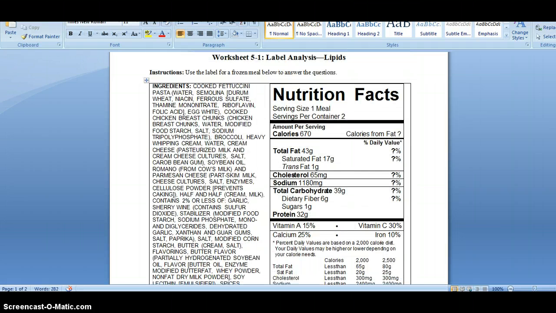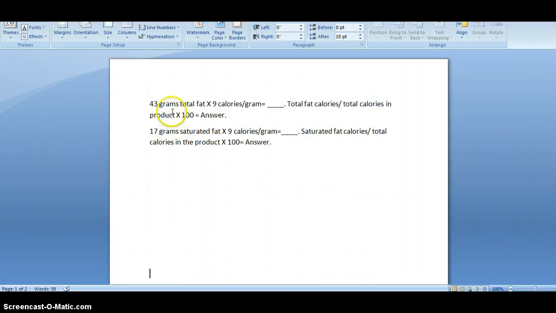So the first thing you have to do is look at your total fat. The number of grams is 43 grams. So you take the 43 grams of total fat and multiply it by 9 calories per gram. Remember in my nutrition math video that I gave you, the numbers 4, 4, 9: it was 4 calories per gram for protein and carbohydrate and 9 calories per gram for your fat. So you take the 43 grams of total fat and multiply it by 9 calories per gram, and that's the first part of your answer.